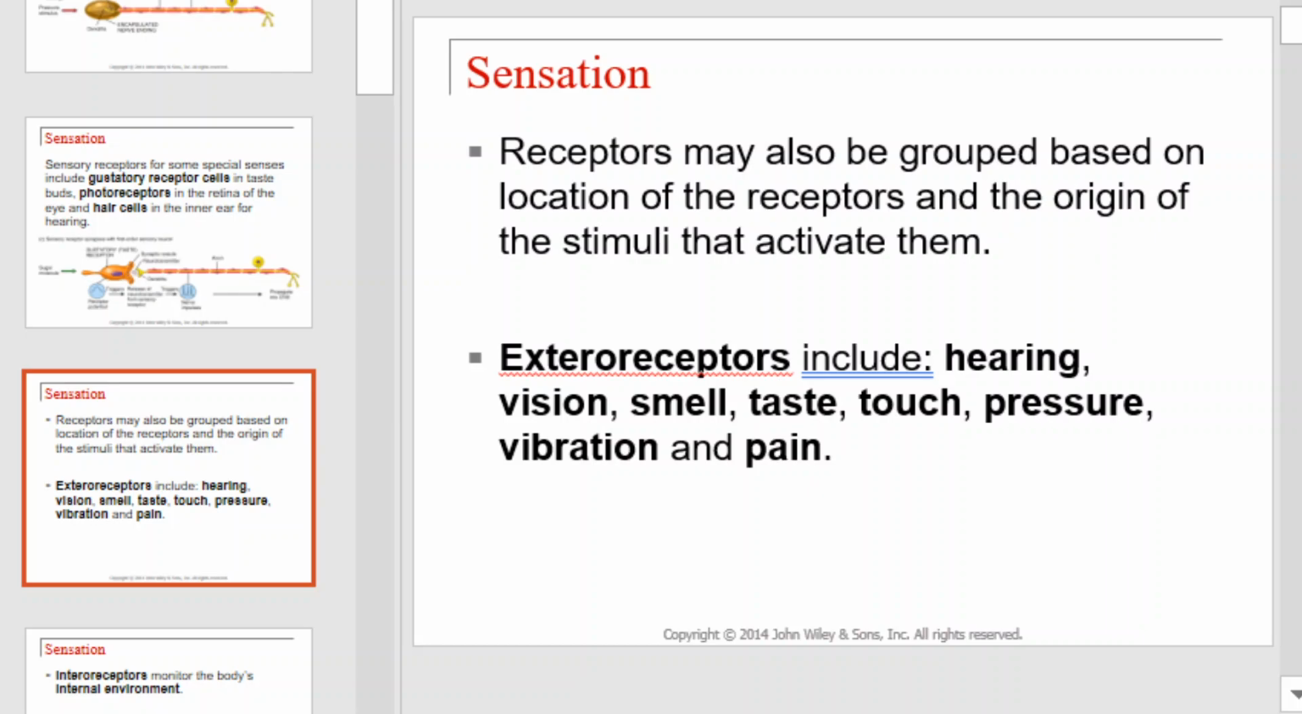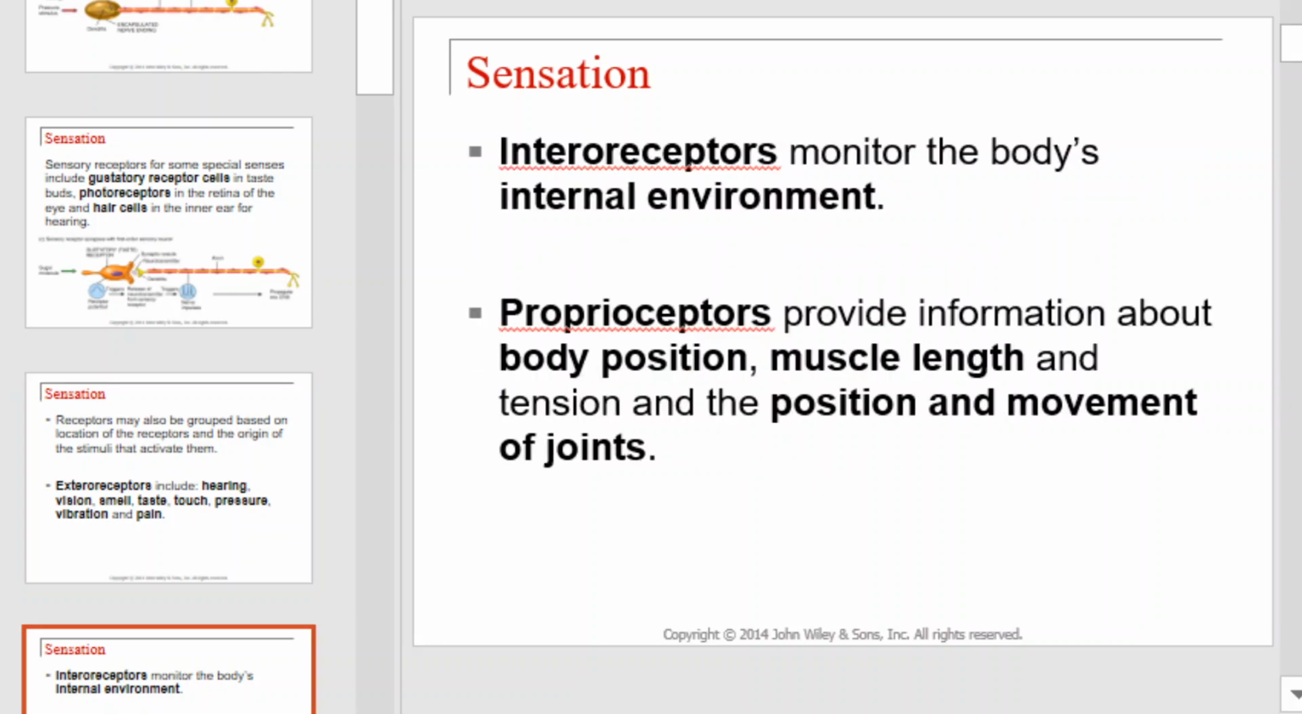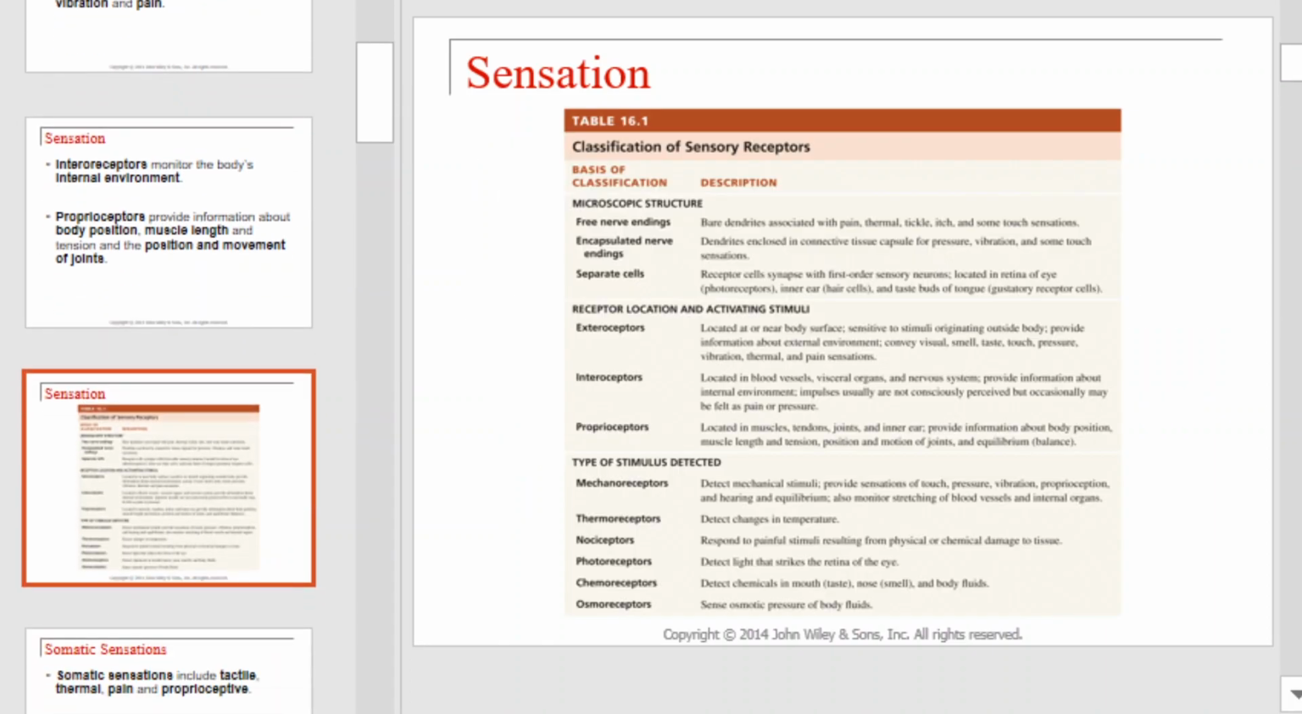Exteroreceptors, which include hearing, vision, smell, taste, touch, pressure, vibration, and pain, receive information from the outside world. Interoreceptors monitor the body's internal environment. Proprioceptors provide information about body position, muscle length, and tension, along with the position and movement of joints. This table will provide you with a detailed summary of the classification of sensory receptors. Take a moment to review the basis of classification and the description of each.